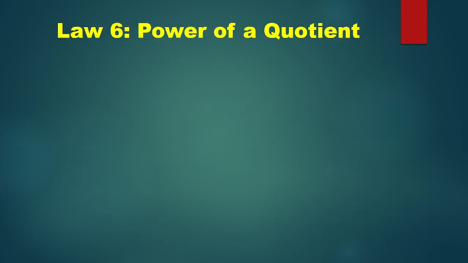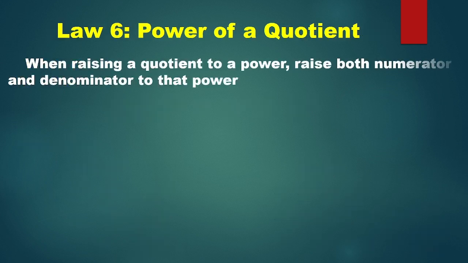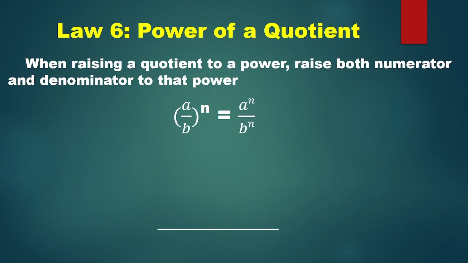Let's go to law 6, power of a quotient. When raising a quotient to a power, raise both numerator and denominator to that power. So if I have a fraction, for example, a over b, raised to a power n, just raise the numerator to that same n and the denominator to the same n.